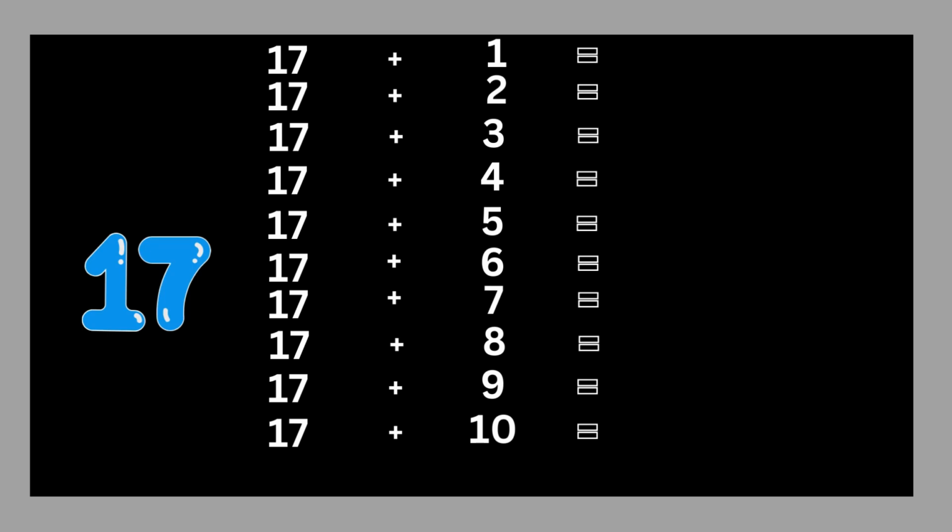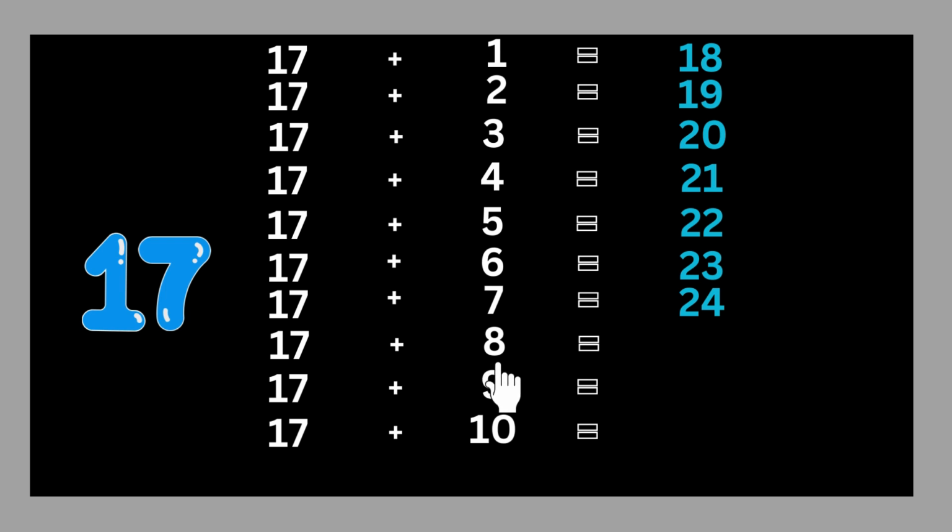Addition table 17. 17 plus 1 equal to 18. 17 plus 2 equal to 19. 17 plus 3 equal to 20. 17 plus 4 equal to 21. 17 plus 5 equal to 22. 17 plus 6 equal to 23. 17 plus 7 equal to 24. 17 plus 8 equal to 25. 17 plus 9 equal to 26. 17 plus 10 equal to 27.